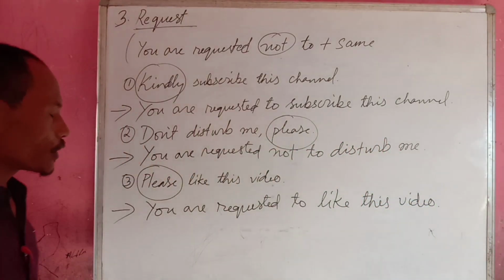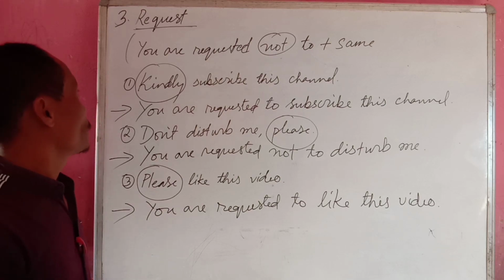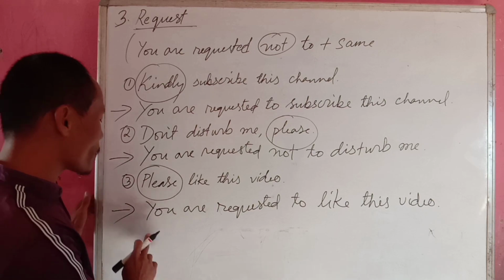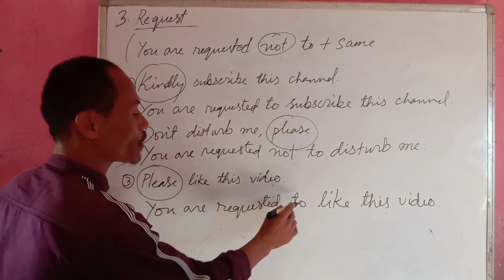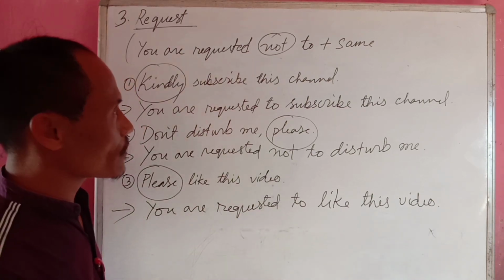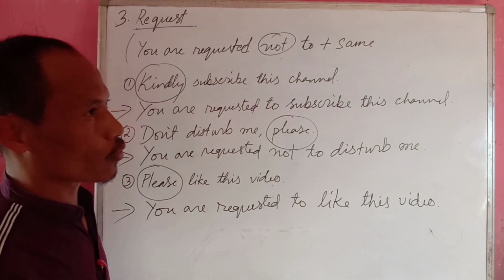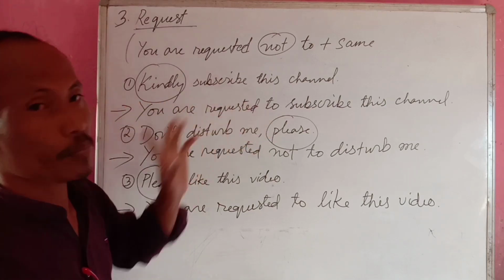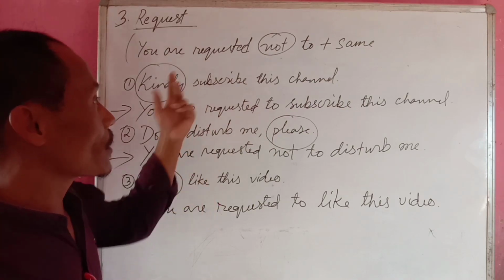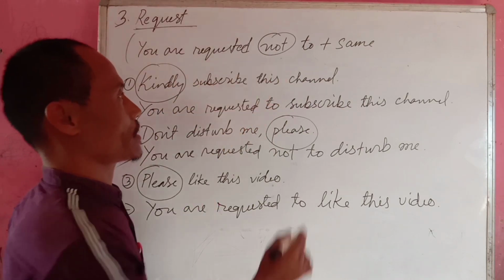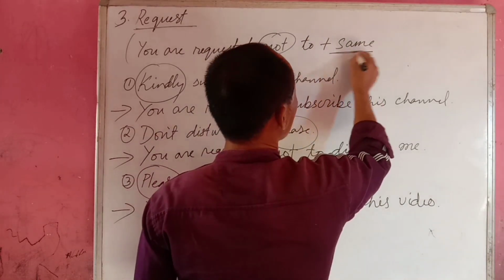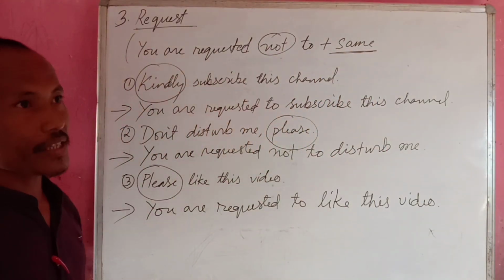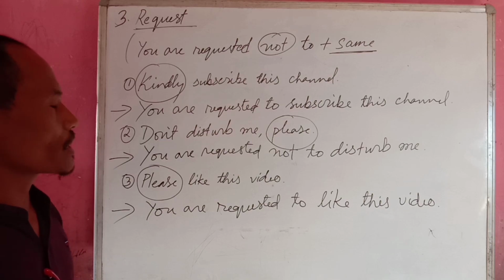So, in order to change the request into passive voice, it is very easy. We have to remember this phrase only, that is, you are requested to. And if it is a negative sentence, you are requested not to. And we will remove the request words, that is, kindly or please. By removing that, the remaining we will bring as it is. That is, we will bring the same sentence as it is in active voice. In this way, we can change the request into passive voice.